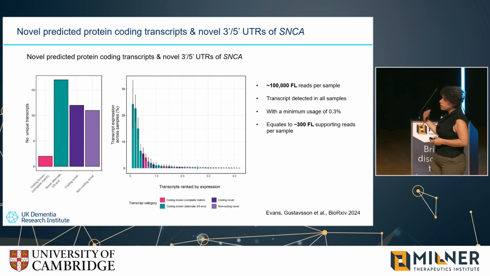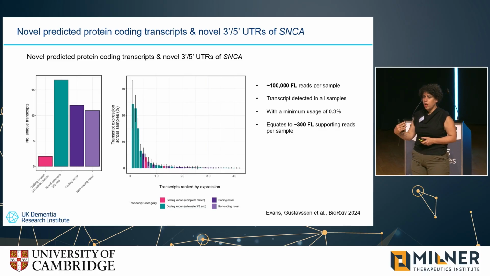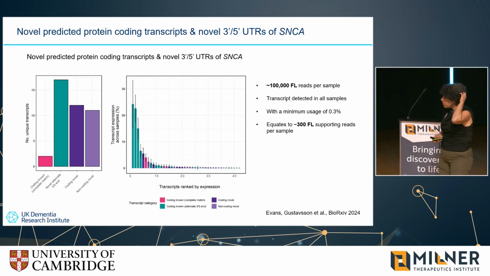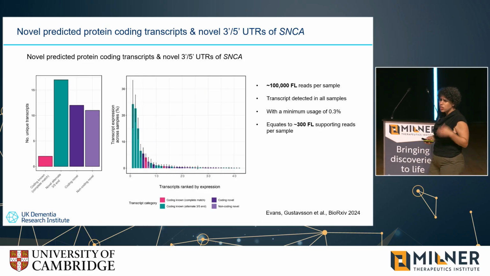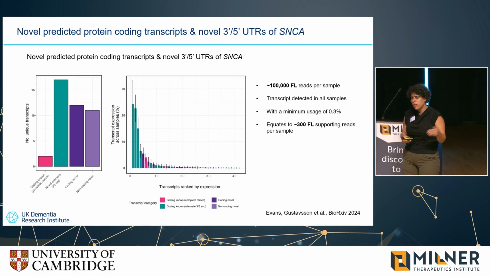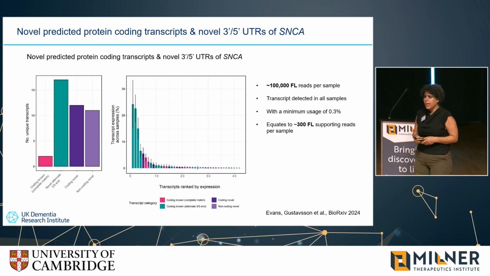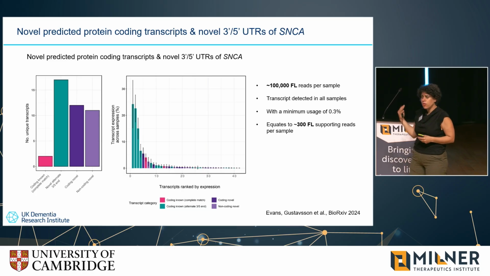We were very robust and severe with our quality control here. This has generated 100,000 full-length reads per sample. A transcript had to be detected in all samples for us to consider it to be there, and it had to have a minimum usage of 0.3%. And that means that you have to have 300 full-length reads supporting that transcript structure. Frankly, when you look at your normal annotation, a transcript support level 5 gene or the main select transcript structure usually doesn't have that much data behind it.